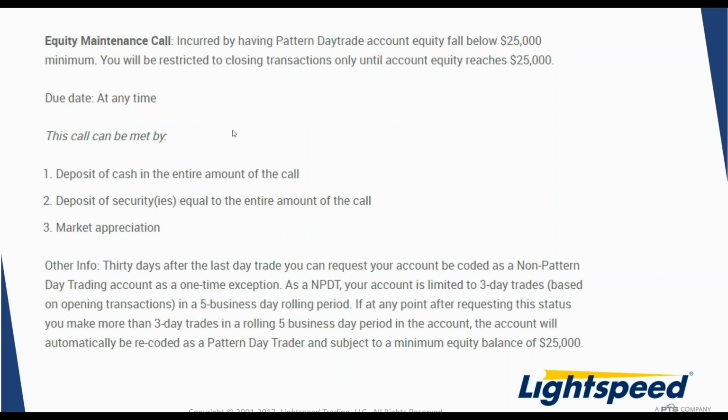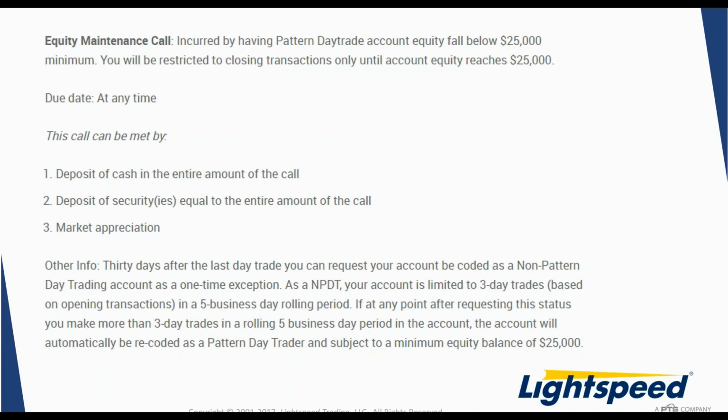Equity maintenance call. This one occurs very often, happens to a lot of people. This is incurred by having a pattern day trading account, as we discussed, exceeding more than 3 day trades in any 5-day period, and your account equity falls below $25,000. You will be restricted to closing transactions only until the account equity reaches $25,000. The due date is essentially at any time. The call is met by the deposit of cash, deposit of securities, or by market appreciation.